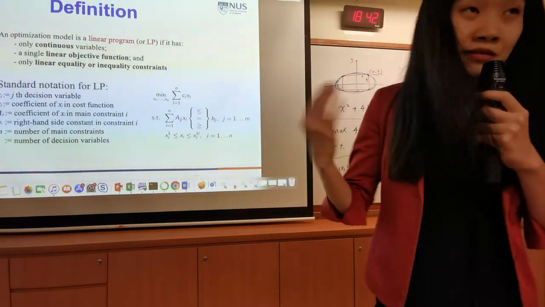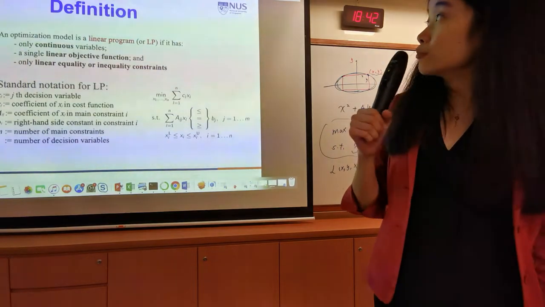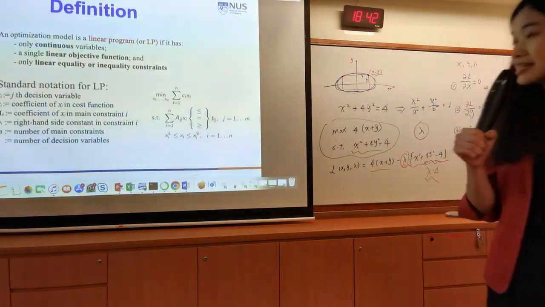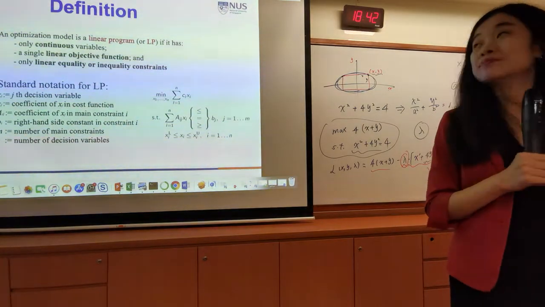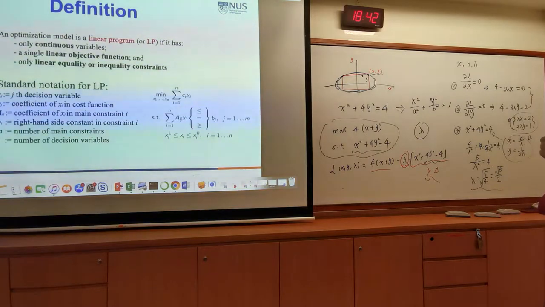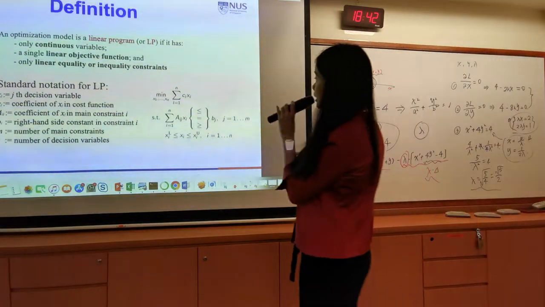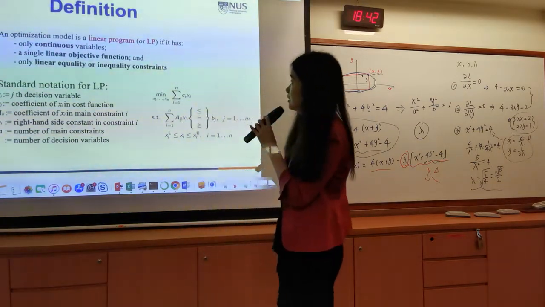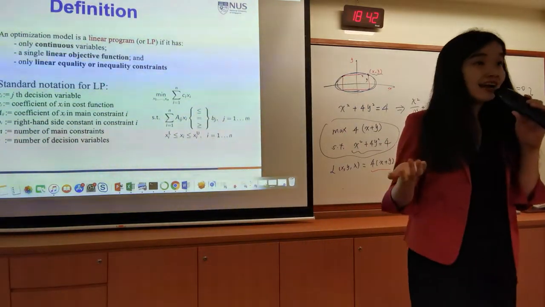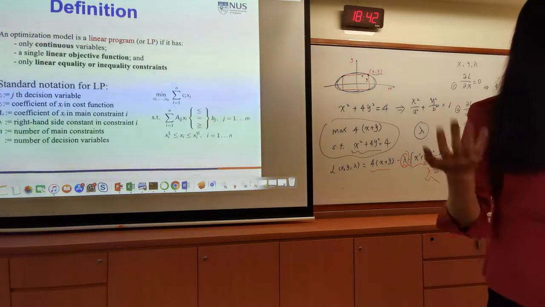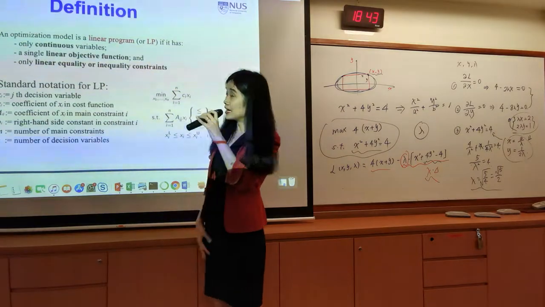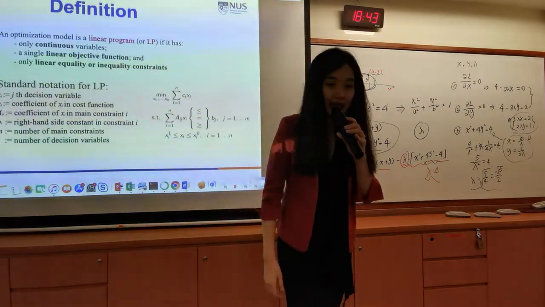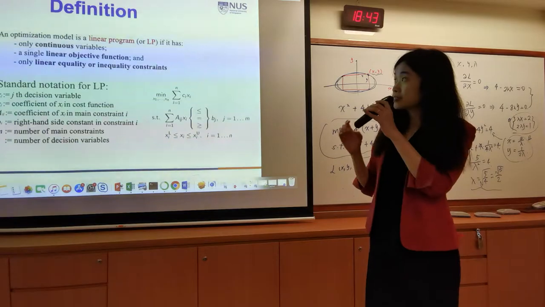Just when we say that, let's have a definition first. So how can we say a problem is linear? This term may be quite familiar to you from math, but for this optimization model, we say it's a linear program if it has only continuous variables. With discrete variables, later on, we say it's mixed integer, so it cannot just be called LP. Here we define how we can say one problem is LP, linear programming. It needs to have only continuous variables.